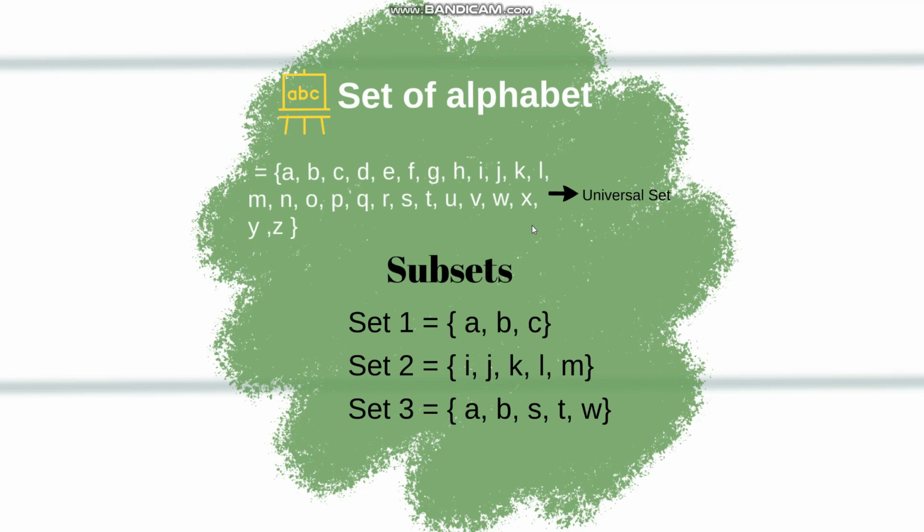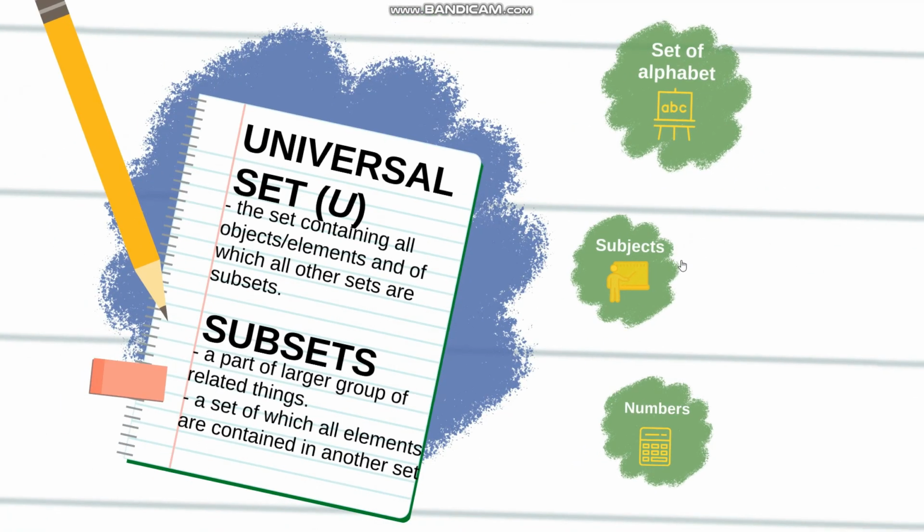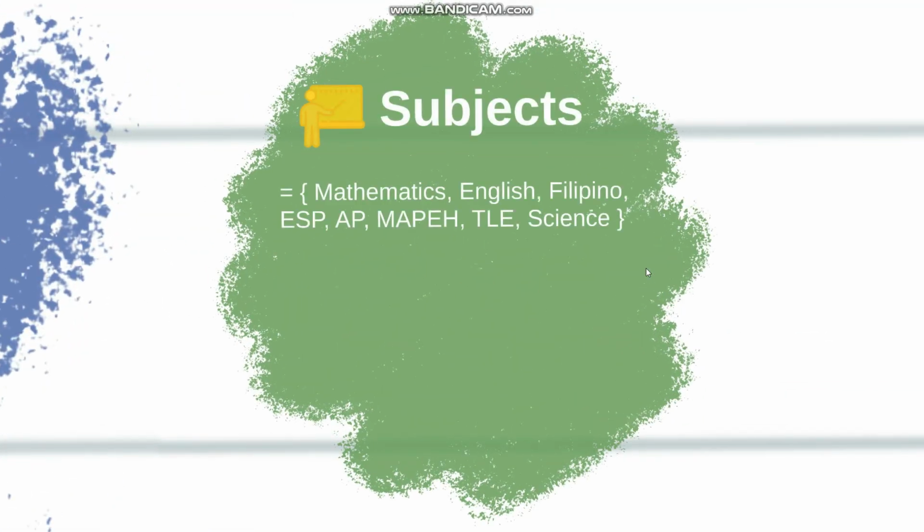And let's continue to our next example. Our next example would be subjects. As a student, from grade 7 to grade 10, these are your subjects, right? You have mathematics, English, Filipino, ESP, AP, MAPEH, TLE, and science. These are your subjects. Therefore, as a whole, this set is our universal set. This is an example of a universal set because these are all our subjects.